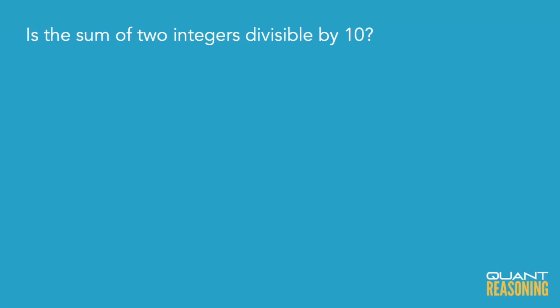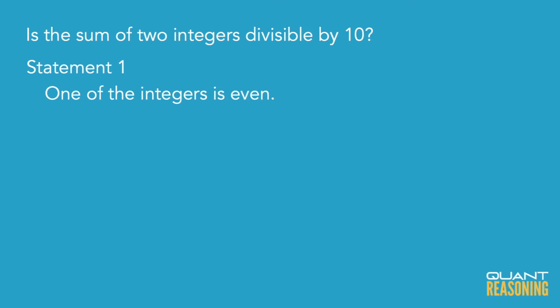But that's not what the question is asking. The question is asking about the sum. Is the sum of these two integers a multiple of 10? So let's first evaluate each of these statements on its own. Knowing that one of the integers within the sum is even, could the sum be a multiple of 10? Yeah, sure. Maybe the numbers are 2 and 8.